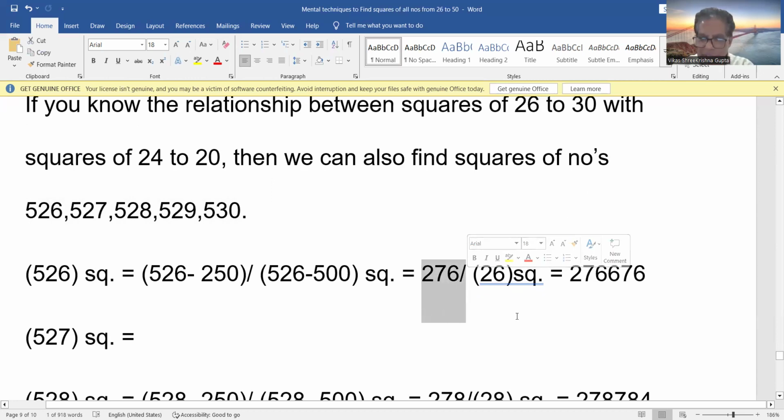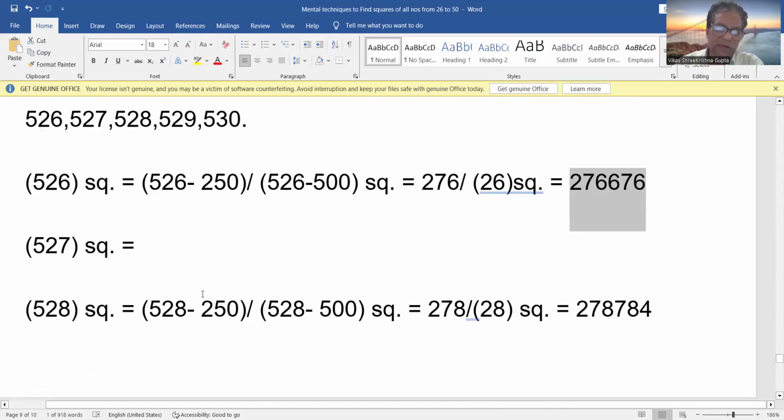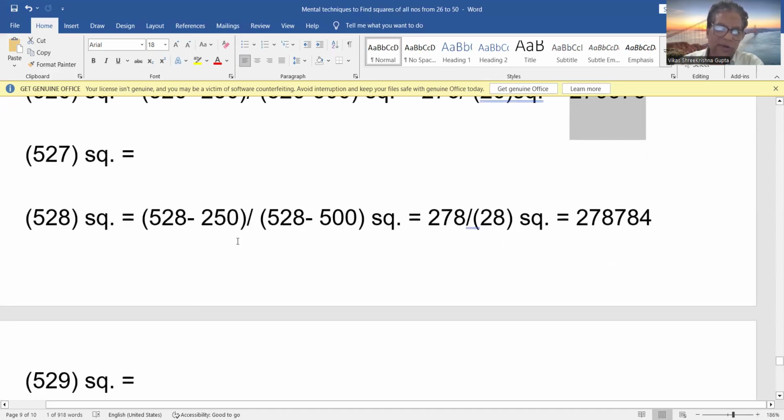If you remember the square of 26, or you can find from the relationship I showed you earlier, 26 square is equal to how much? 25 square plus 1 into 100. That is 576 plus 100, 676. So the answer is 276676. In the same way, 527 square, 528 square, 528 minus 250 is equal to 278.